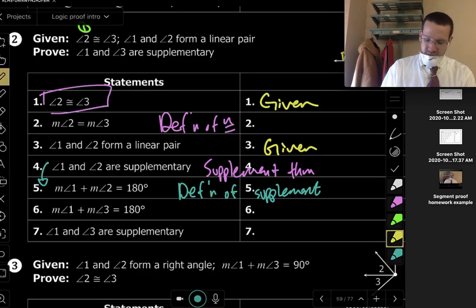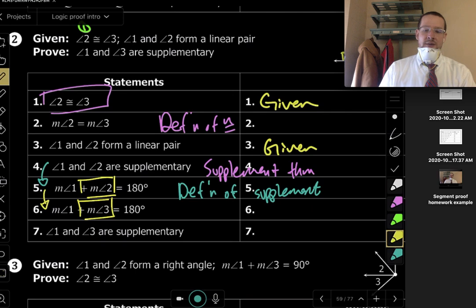And now we get down to really just the meat and potatoes here. Notice what's changing from steps 5 to 6: the measure of angle 2 turns into the measure of angle 3, and that was declared in our second step. This is a substitution.